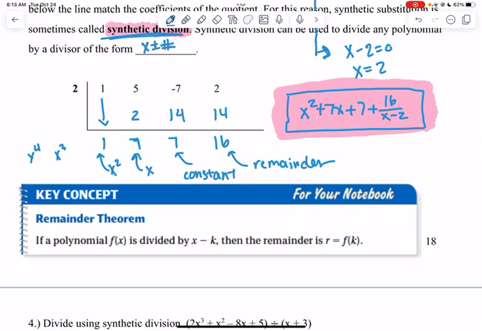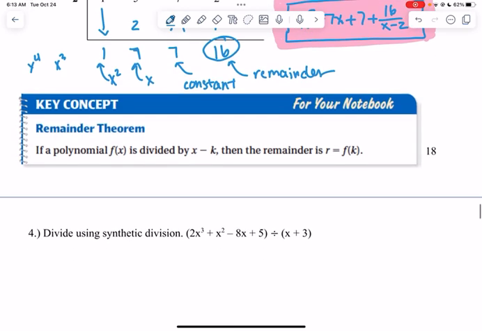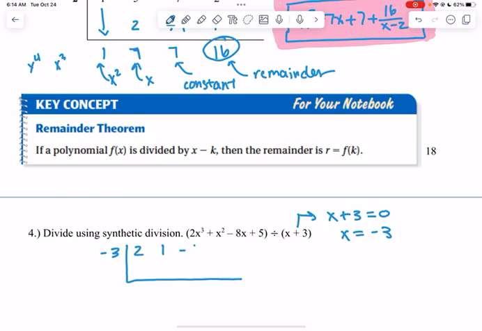So remainder theorem, that's just saying, hey, this used to be what the function equaled. That's still the case, but when you're dividing, it's also just your remainder. So divide using synthetic division 2x cubed plus x squared minus 8x plus 5 by x plus 3. So we'll set it up. Again, if x plus 3 is your expression, set that equal to 0. X equals negative 3 for you guys to divide by. Coefficients, your x cubed is 2. X squared is 1. X is negative 8. Constant is 5. Bring down the first term, multiply and add.